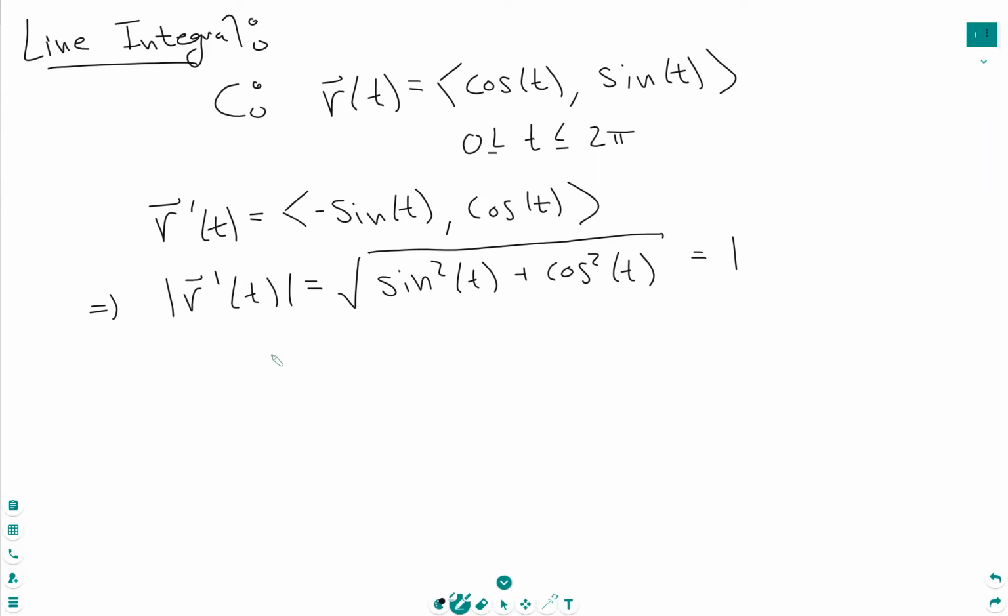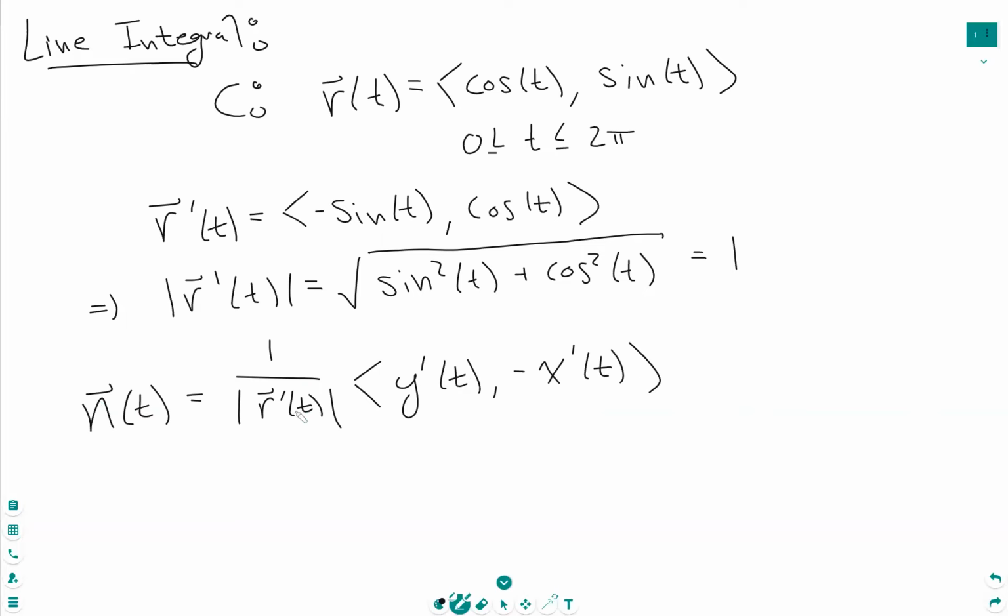How much is going through this curve C? That means we need the normal vector, which we found in R2, and this is always the case: it's 1 over the magnitude of r prime times the vector y prime and negative x prime. So we go ahead and substitute those in. Our magnitude is just 1, which is nice. And then y prime is just this cosine of t, and negative x prime is just sine of t. Funny enough, this is r of t.